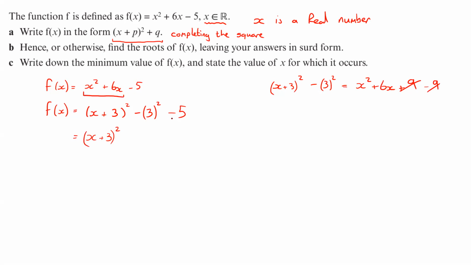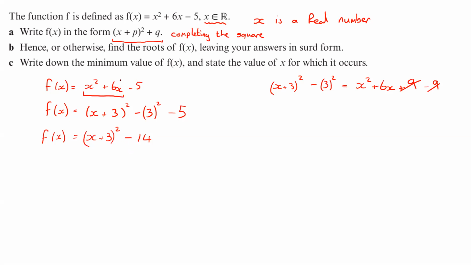This is minus 9 minus 5, so that's going to be minus 14. And that's the completed the square form. P is therefore 3, and Q is minus 14. It then goes on to say hence or otherwise.